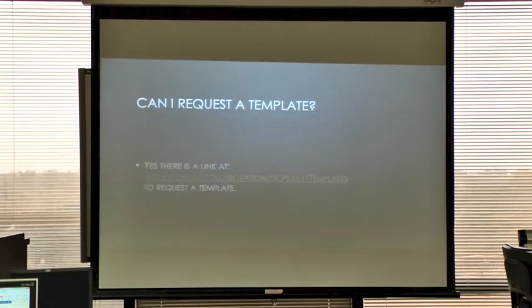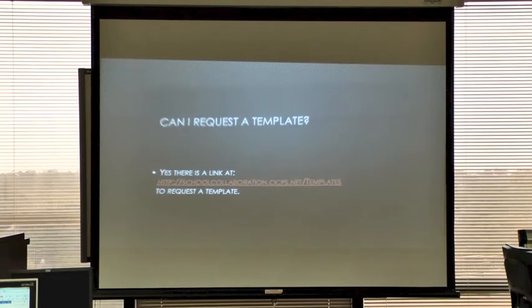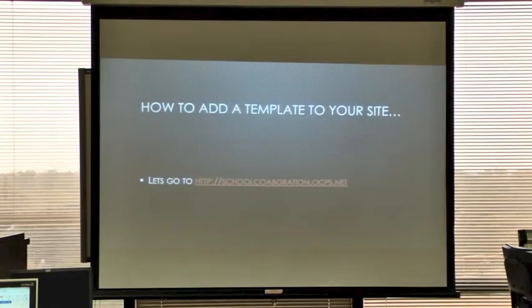Can I request a template? Well, yes. Again, it's through schoolcollaboration.ocps.net. You can either click on templates on the left-hand side or just go to /templates. It will bring you right to that library. And there is a link that's going to go directly to us in an email. Be very specific. Maybe we have something already. But if you do think of something that you want, then just email us.